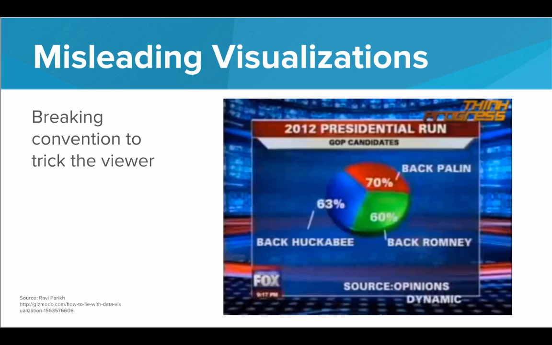Another way that visualizations can be misleading is if the visualization breaks convention. So for example, we're accustomed to having pie charts be a full 100%. But here we have a pie chart that just does not add up to 100%. And when you look at it, it looks like Romney has the biggest slice of the pie, when really, if you look at the numbers, Palin has the biggest slice of the pie.